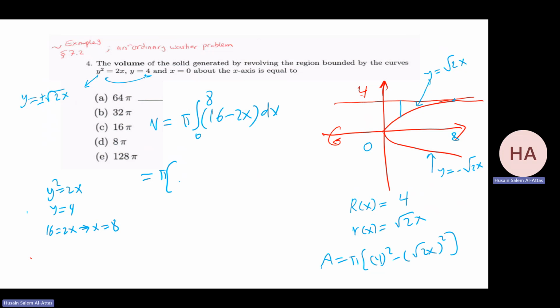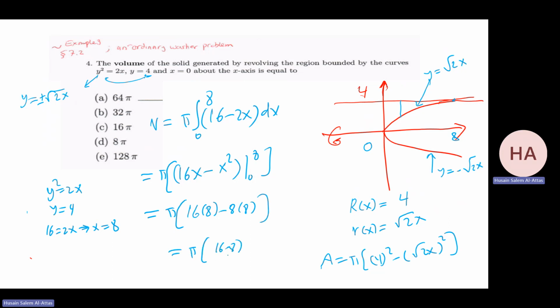That gives me pi times 16x minus x squared from 0 to 8. That gives me pi times what? 16 times 8 minus 8 times 8. Yeah, I can do it this way. That gives me pi times 16 minus 8. You can take 8 as a common factor. You can play with it this way. That will be 8 times 16 minus 8, 8 times 8, 64.